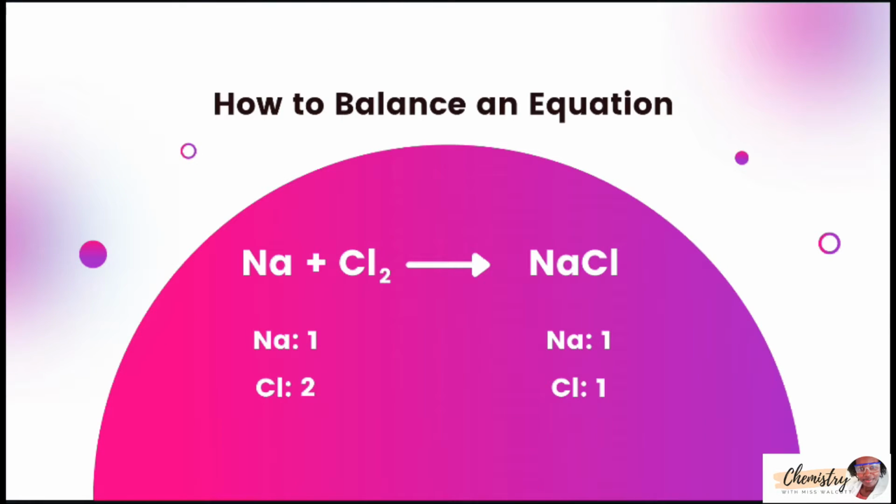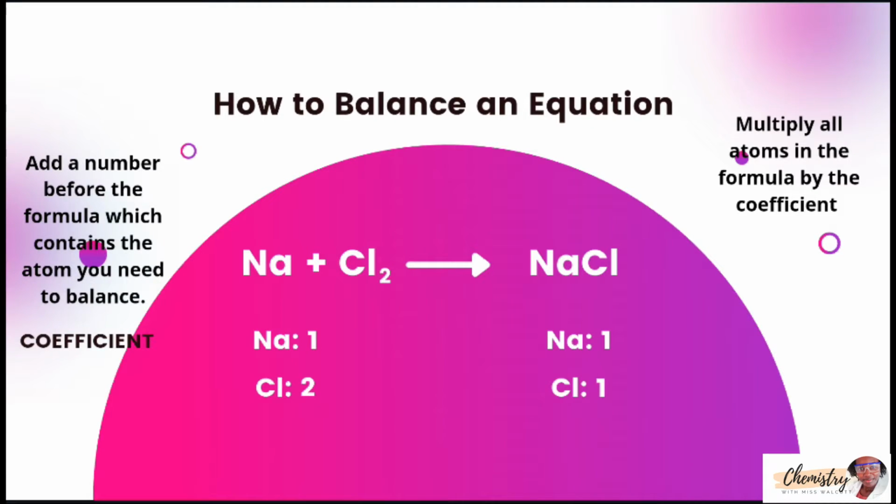For the equation that we just saw, sodium plus chlorine forms sodium chloride, let's look at the number of each atom that is present. We have one sodium atom on the reactant side, two chlorine atoms on the reactant side, and that's on the left-hand side of the arrow. And on the product side, which is on the right-hand side of the arrow, we have one sodium atom and one chlorine atom. This equation is unbalanced because we have two chlorine atoms on the reactant side, but only one on the product side.